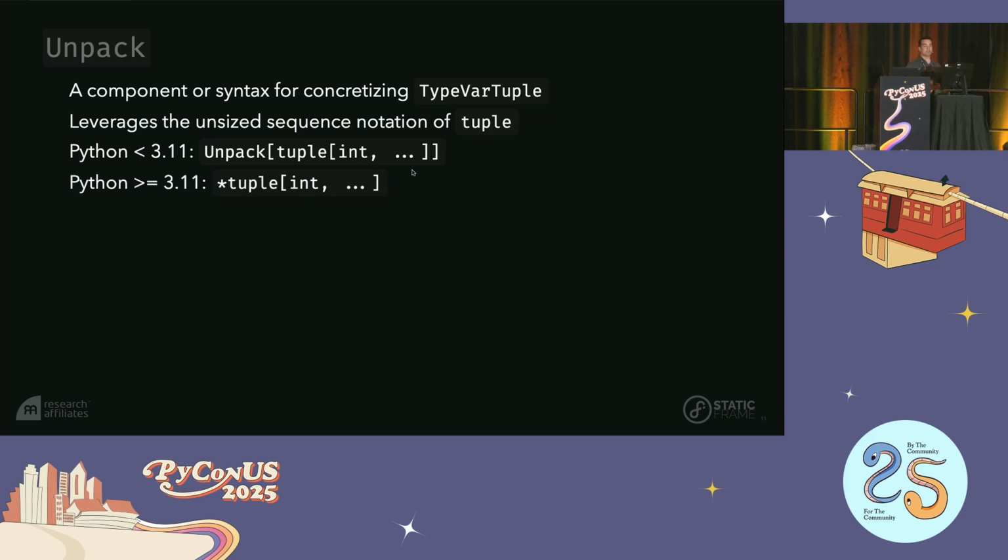After Python 3.11, we got a new syntax. This actually looks really familiar. You might not think that this is a new syntax, but it is, and it's quite idiomatic. This star tuple notation is telling us that we're expanding the tuple out, and we're expanding out a place for 0 or more types, and in this case, integers.